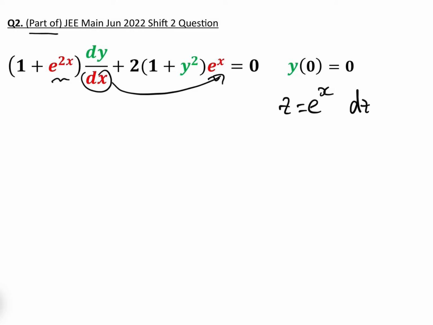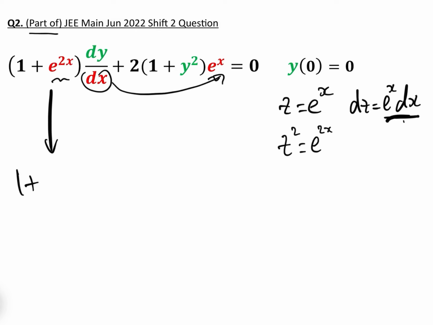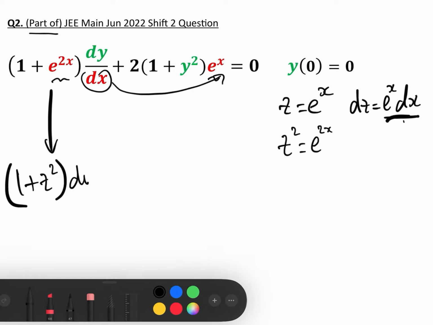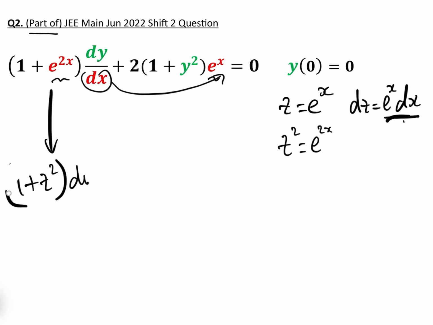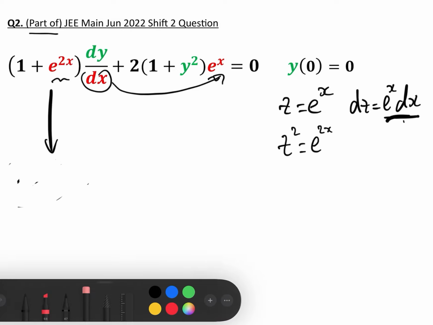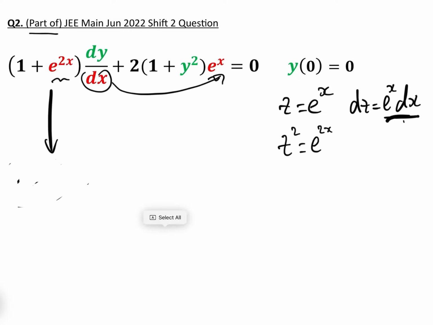So z equals e to the x, i.e. dz equals e to the x dx, and then we can replace e to the x dx by dz, and of course z squared therefore equals e to the 2x. Sorry, my apologies, let's just get rid of that. Sorry about that. So let's go back to where we were.